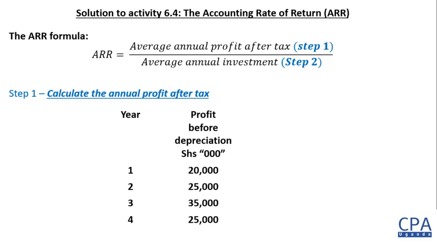I pick up the figures for profit before depreciation. Year 1, we have the 20 million as given in the question. Year 2, we have the 25 million. Year 3, we have 35 million. And year number 4, we have the 25 million. These are profits before depreciation, meaning that we have to compute the depreciation charge so that we can deduct this depreciation from these profit figures.